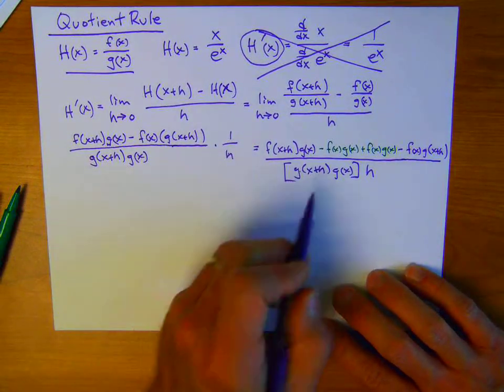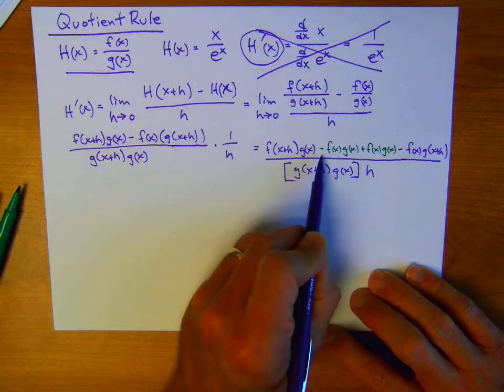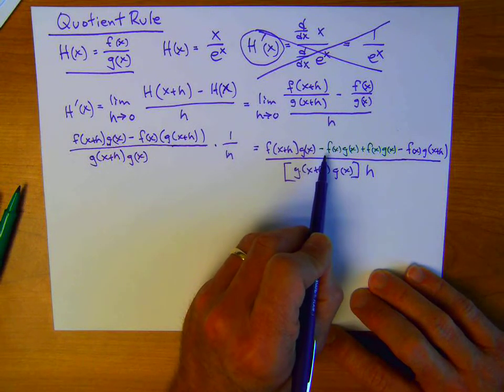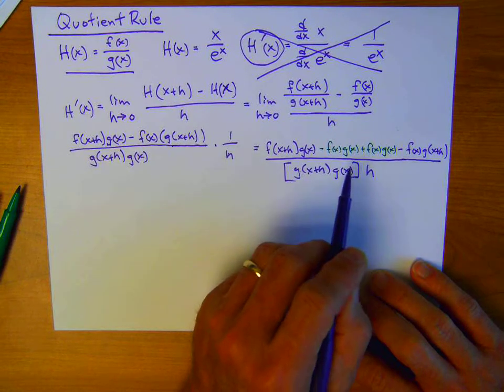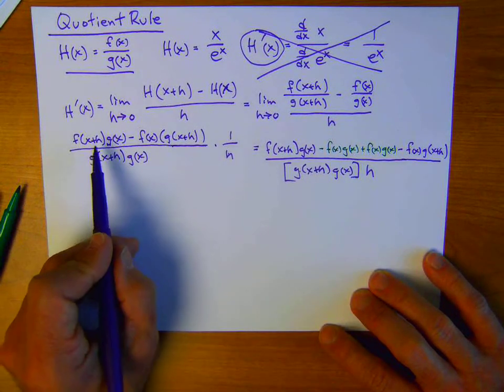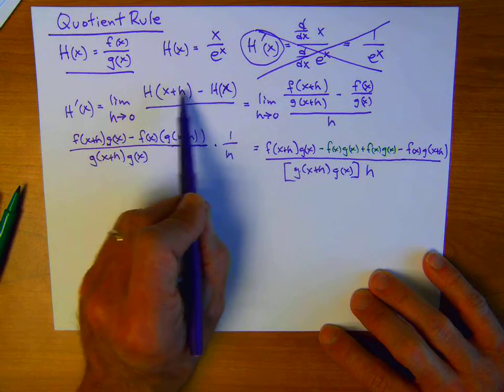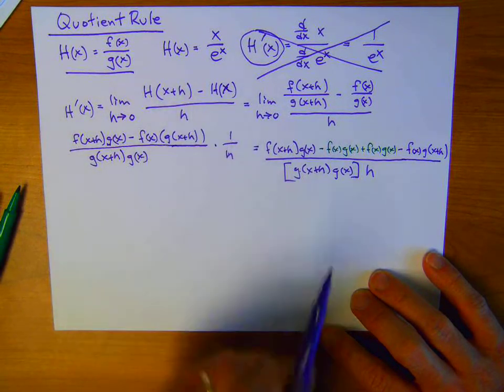So what I've essentially added here is 0, right? So I can do that without changing the original expression. And the reason I'm going to do that is I'd like to see something with an f of x plus h minus f of x and a g of x plus h minus g of x.